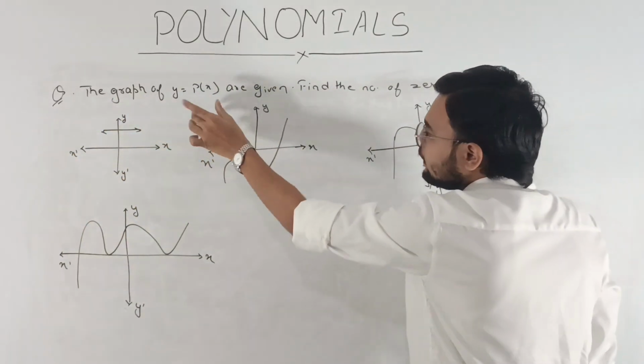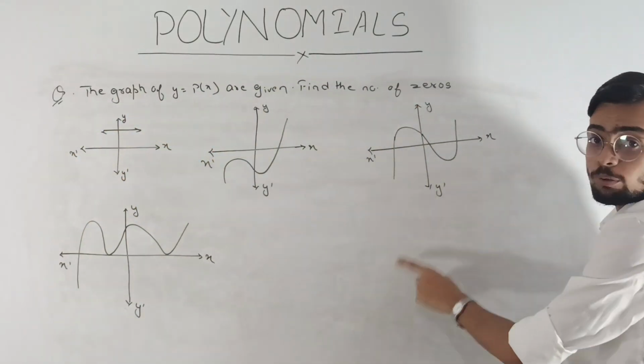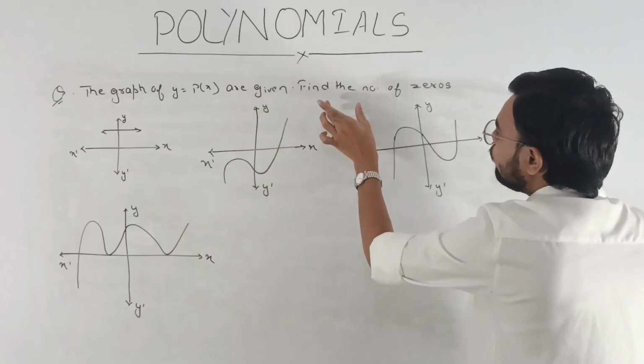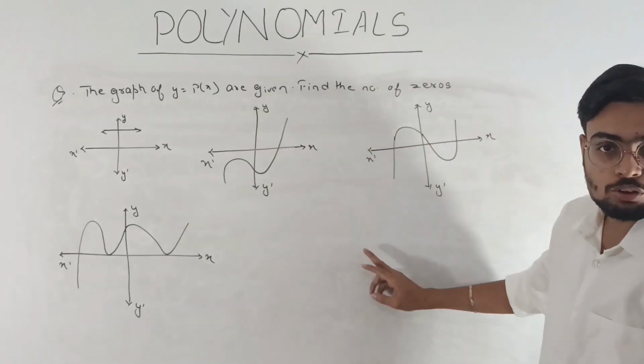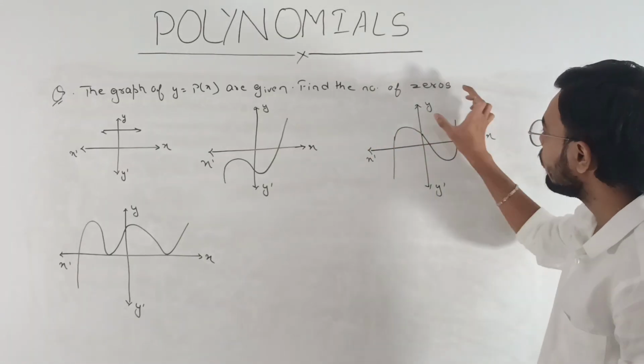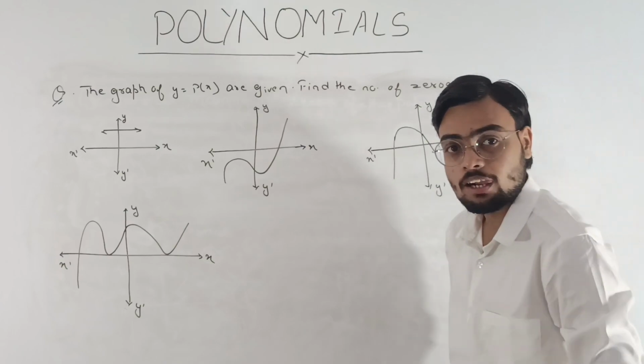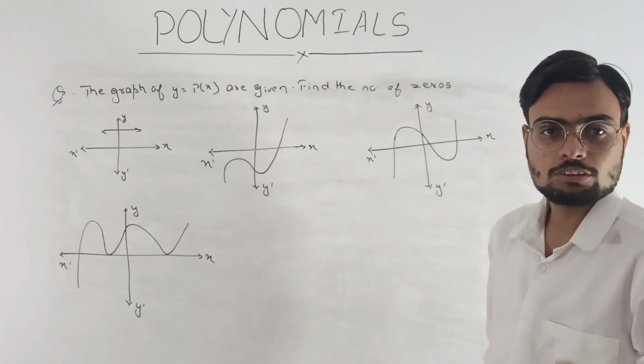The graphs of y equals p(x) are given. These are all graphs of a polynomial p(x), and we have to find the number of zeros. We have to find the number of zeros, not the zeros themselves. So what is the geometrical meaning of zeros of a polynomial?